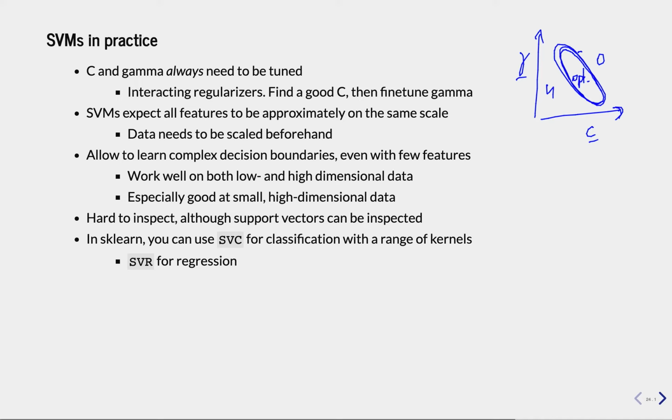So what you can do in practice is, if you have a good C, you can start with a default or you can play around a bit. But if you have a good C, then you just need to fine-tune gamma and you're good. If you want to be absolutely sure, you can also do a grid search, or there are better techniques like Bayesian optimization, which we will discuss later on in the course.